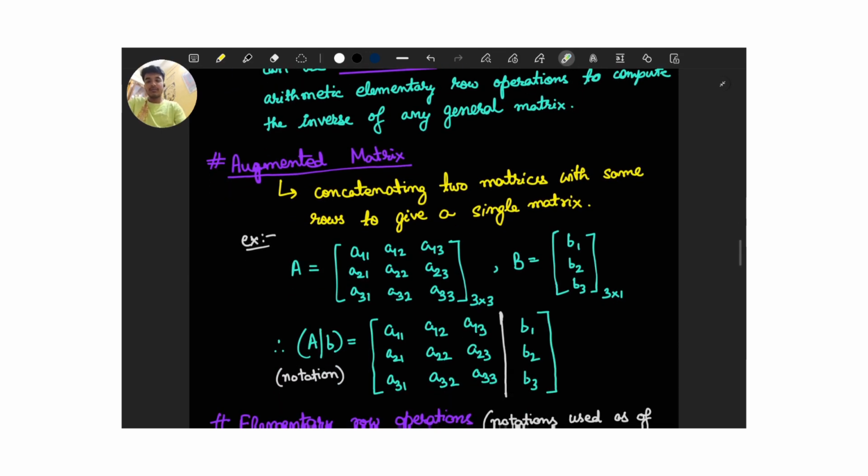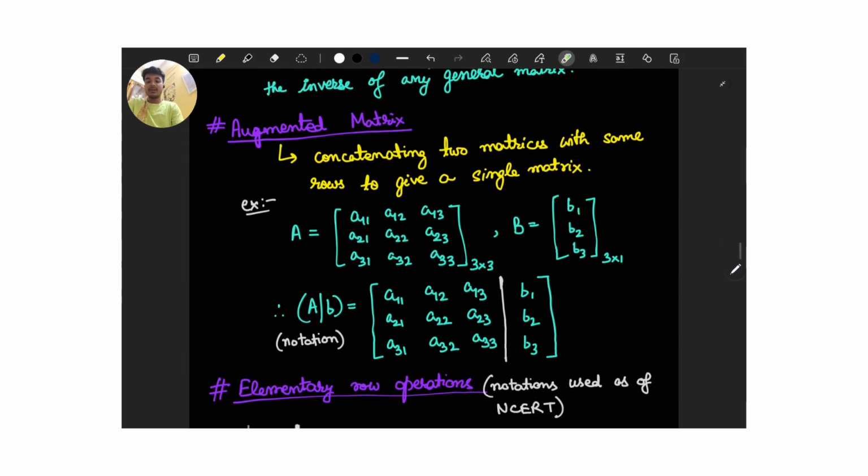Before going to that, let us first learn a new terminology, which is very simple. It is the augmented matrix. So what is an augmented matrix? It basically concatenates two different matrices end to end, which essentially have the same number of rows, to give a single matrix.